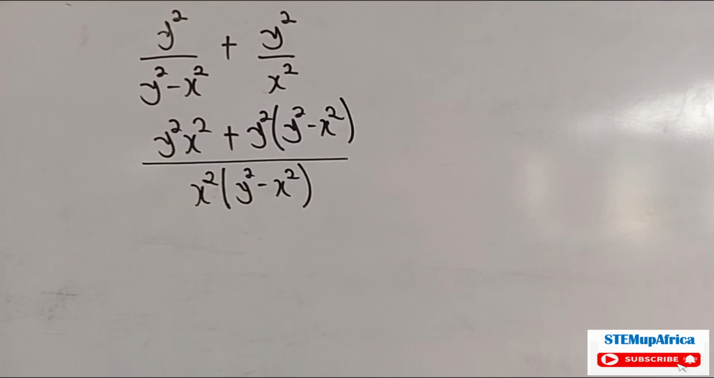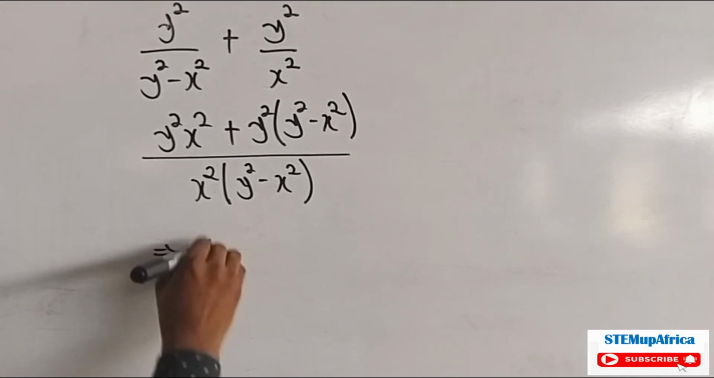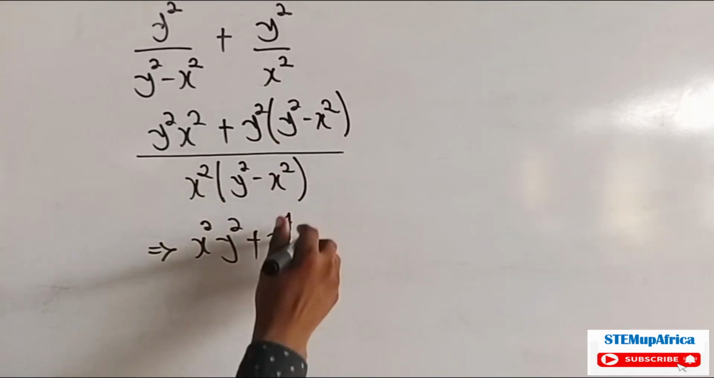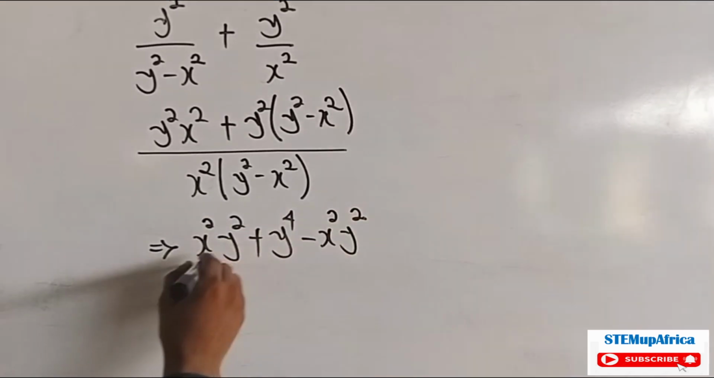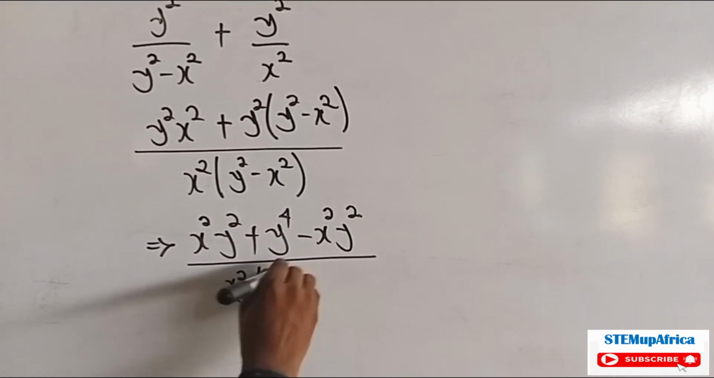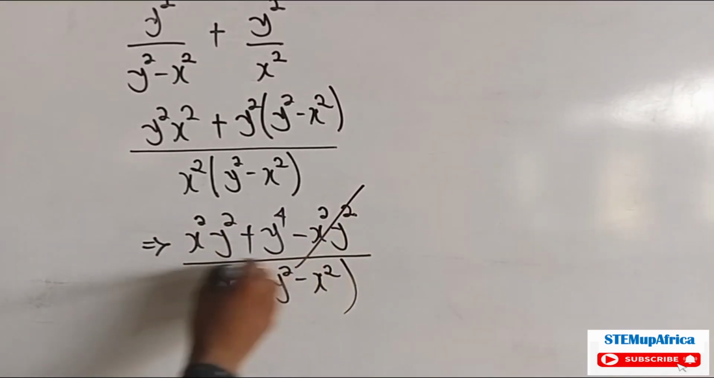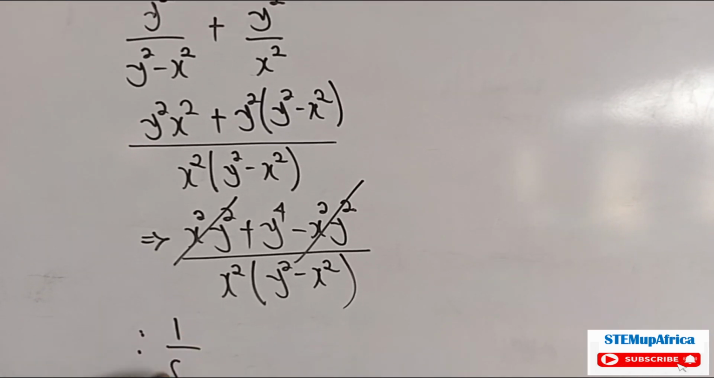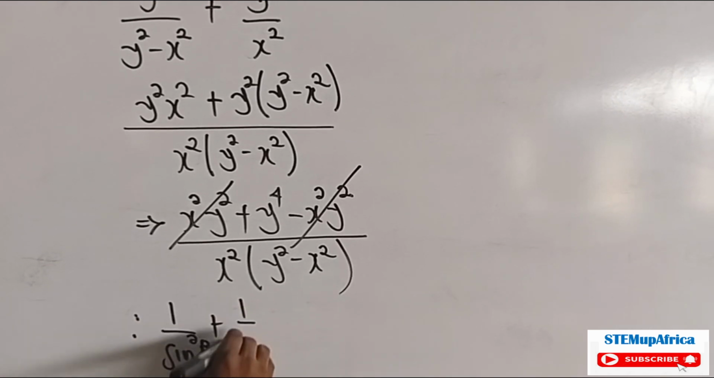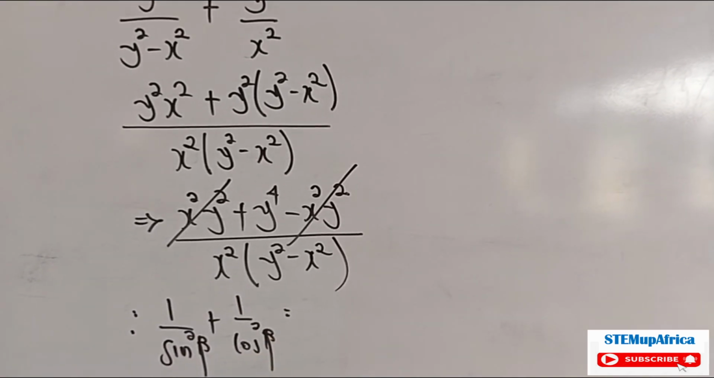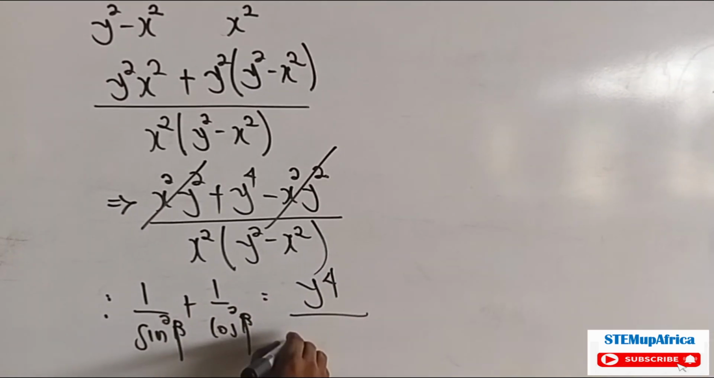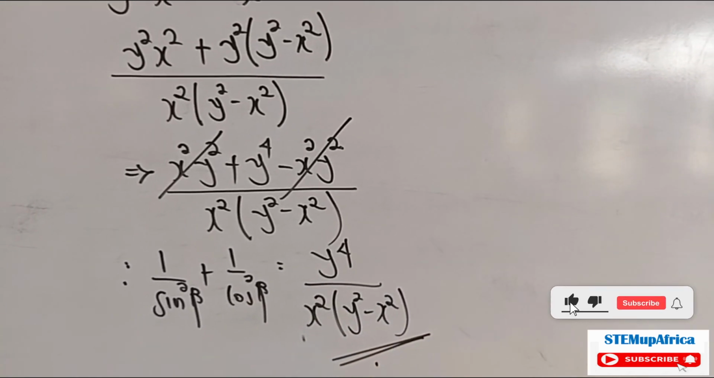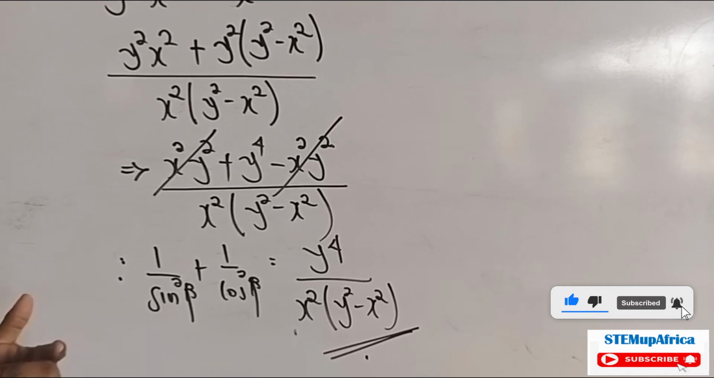So if I simplify what I have, this now implies x squared y squared plus, let's expand, this times this, going to have y to the power 4, this times this minus x squared y squared, over x squared into y squared minus x squared. So this can cancel this out because they are two equal values but with different signs. Therefore, my 1 over sine squared beta plus 1 over cos squared beta is now equal to y raised to the power 4 over x squared into y squared minus x squared. So this is the expression for 1 over sine squared beta plus 1 over cos squared beta in terms of x and y.